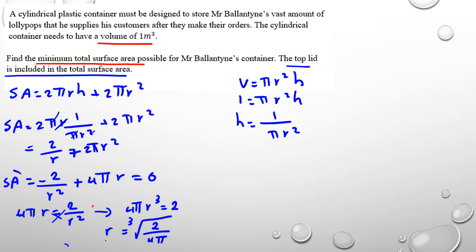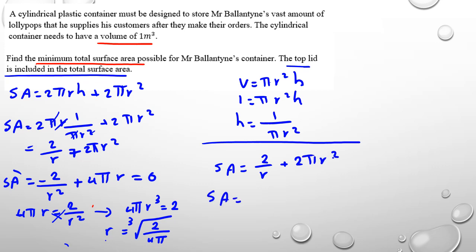Now substituting that r in the surface area, again I'm not going to substitute it in the area with r and h. Remember, I've simplified, so I'm going to substitute that into the surface area equal 2 over r plus 2 pi r squared. Substitute the r, and you will end up with the surface area of 5.54 meter square.